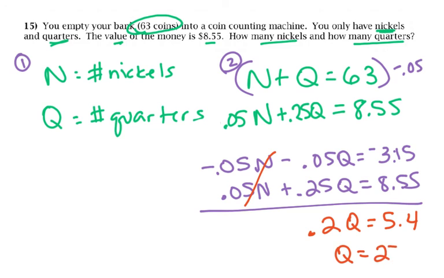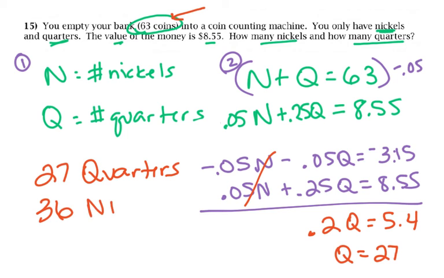Now remember that you can't have parts of quarters. You either have 27 or you have 28. There shouldn't be any decimals when you're finding out how many quarters and how many nickels. So if you get like 27.8 quarters, you know that something is wrong. So we're going to have 27 quarters. And so how many coins are left to be nickels? I know that added together is 63. So you just do 63 minus 27, and you get 36 nickels.